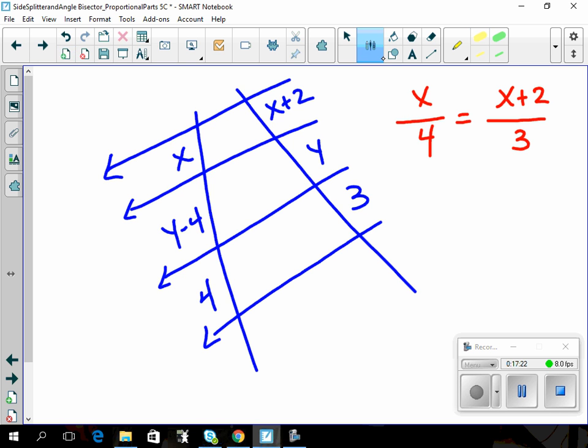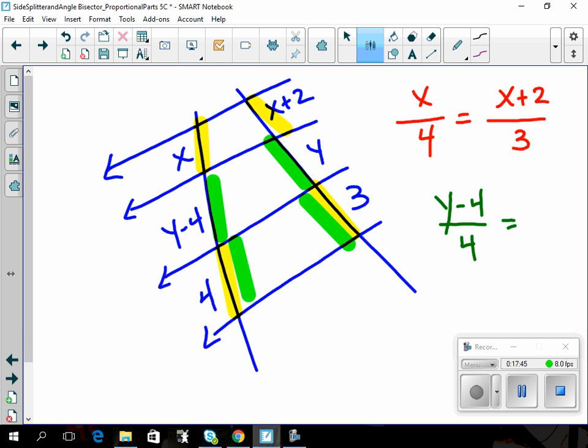In other words, I can say this over this is equal to this over this. That will work. Okay? How about solving for y? This over this, doesn't it also equal this over that? If I wanted to, and that's the only way I could do to solve this actually. So I would have to say y minus 4 over 4 is equal to y over 3. Okay? All right. I'll leave this up here for you to refer to.